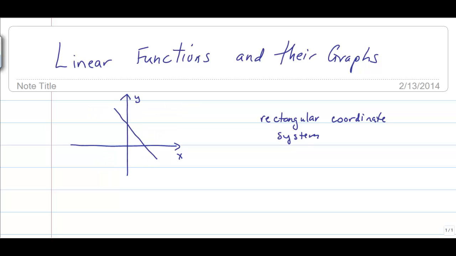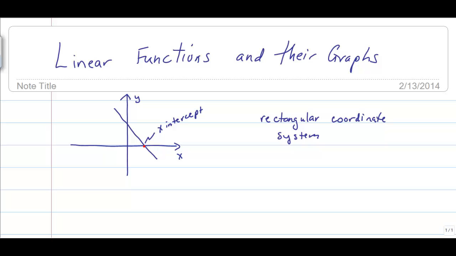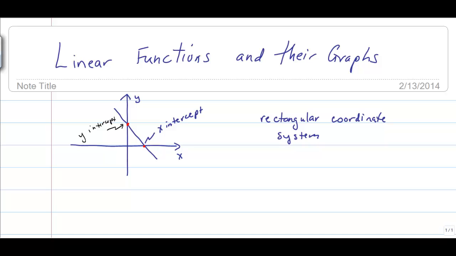We also talk about things such as the x-intercept and the y-intercept. The x-intercept is where the line crosses the x-axis. That point is called the x-intercept. The y-intercept is where the line crosses the y-axis, and that's indicated by that point. We'll be using the x and y-intercepts in order to graph some equations. Notice that the x-intercept is where y equals 0, and the y-intercept is along the line x equals 0.